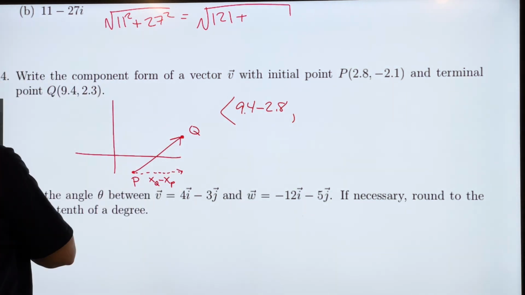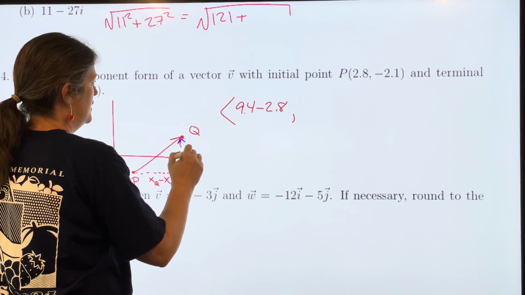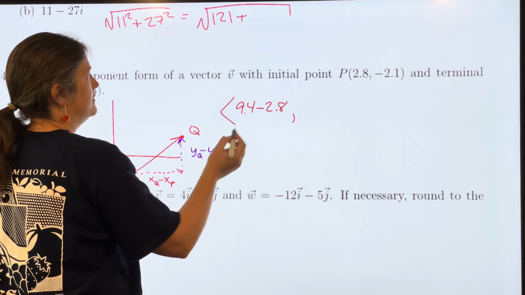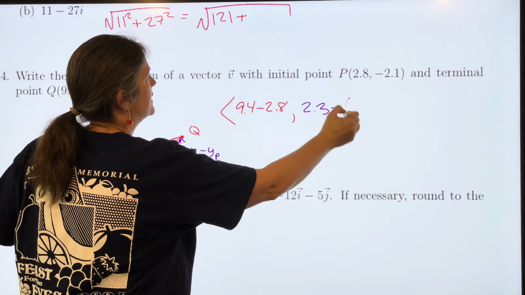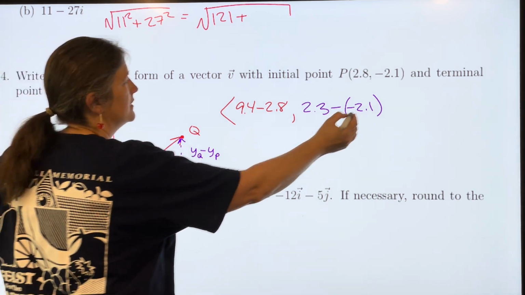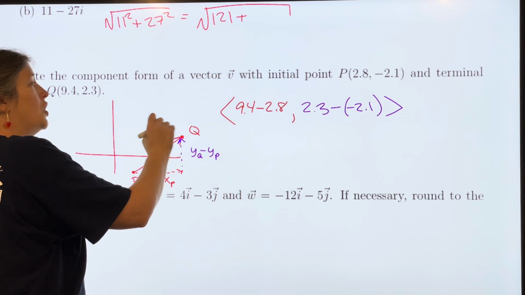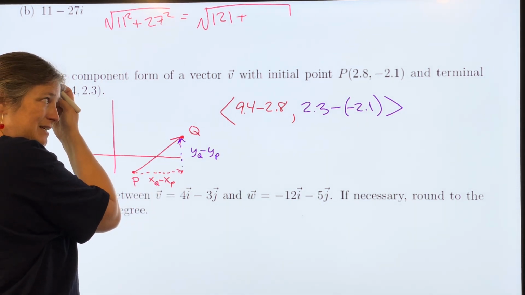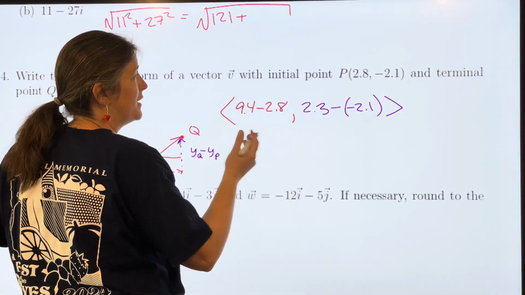Now the vertical component is going to be the difference in the y's. So yq minus yp. So yq is 2.3 minus a negative 2.1. Now this is important to note that I'm subtracting a negative integer, so it should be longer than either one of those because I should be adding those distances, which is great. That's what's happening when we do the math carefully.